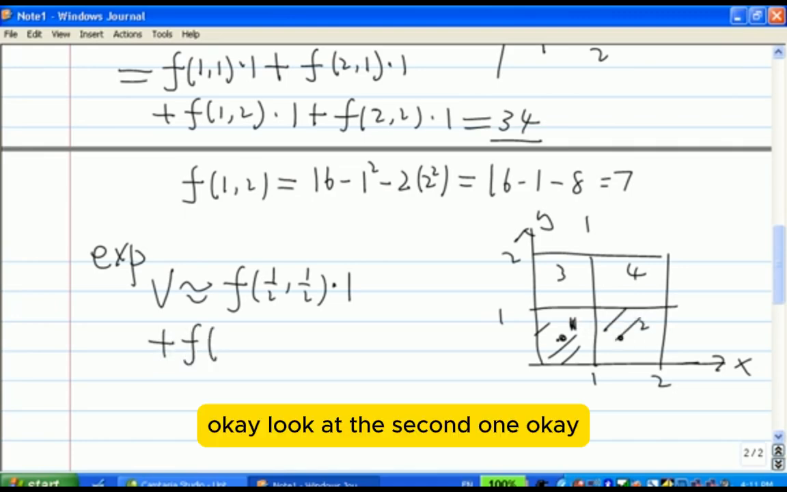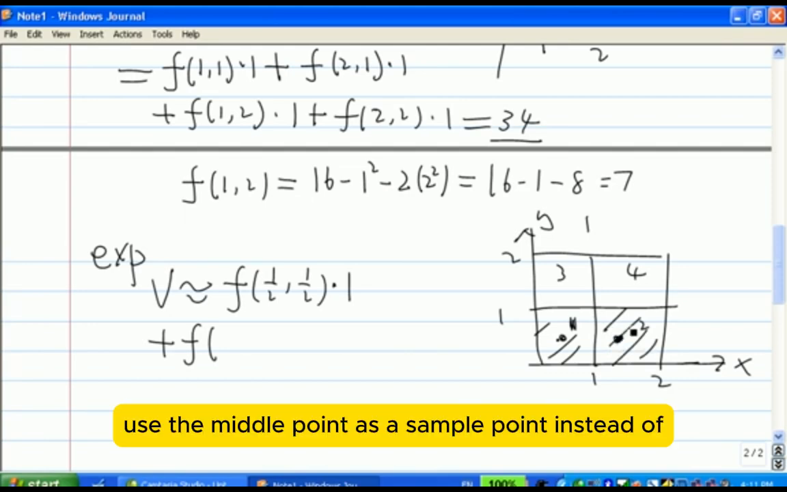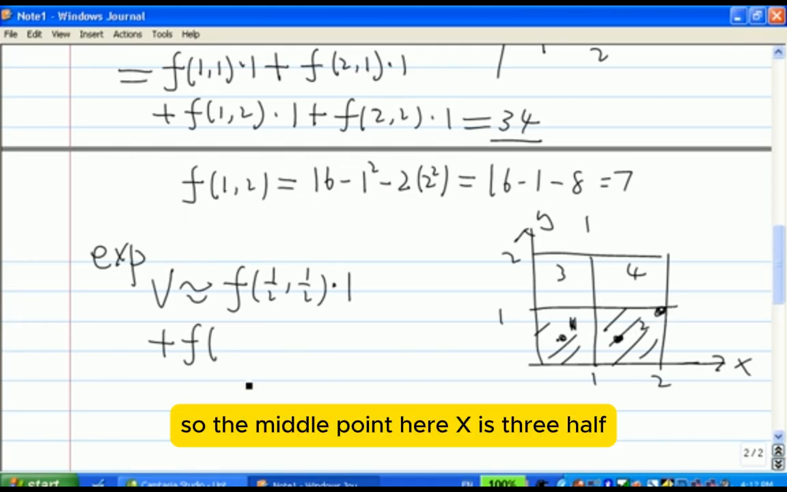Look at the second one. For the second one, use the middle point as the sample point instead of the upper right corner. The middle point here has x equal to 3/2.